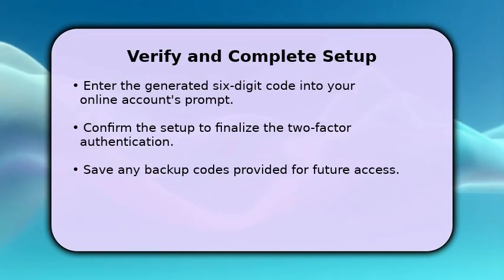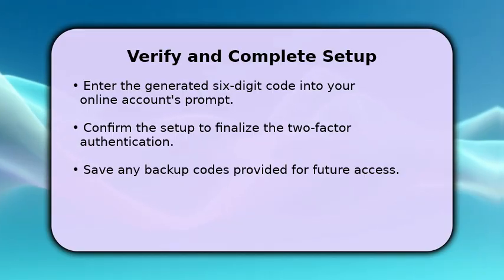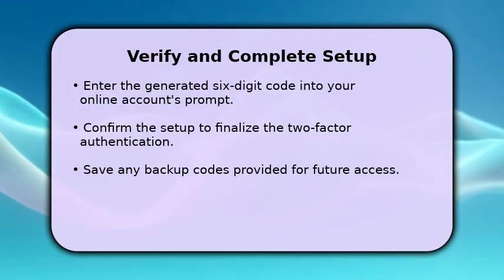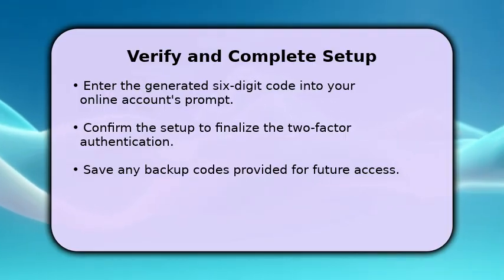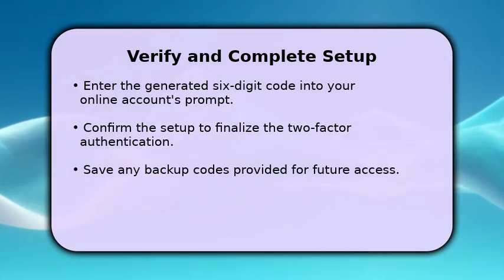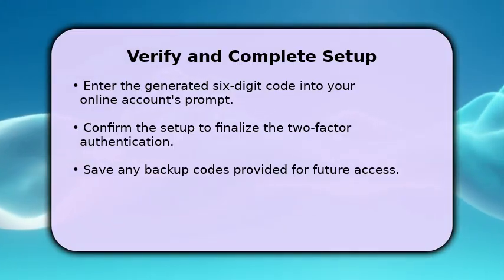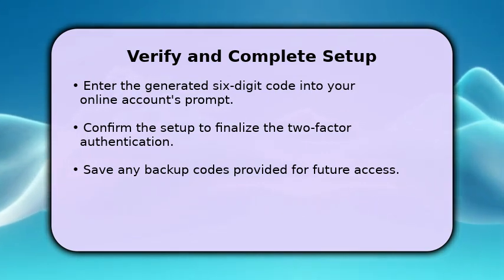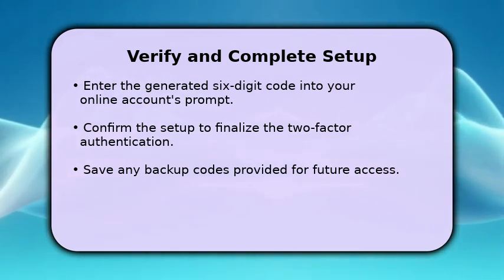Finally, return to your online account setup page. Enter the current 6-digit code displayed in your Authenticator app into the verification field. This confirms the successful link between your account and the app. Don't forget to save any provided backup codes in a secure location. They are crucial if you ever lose access to your Authenticator app. Your account is now more secure.